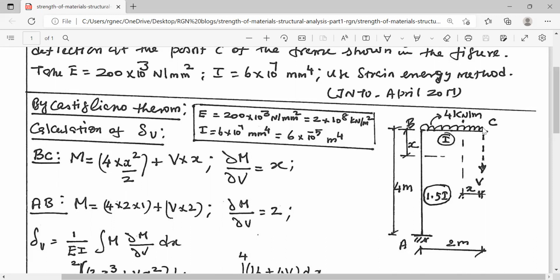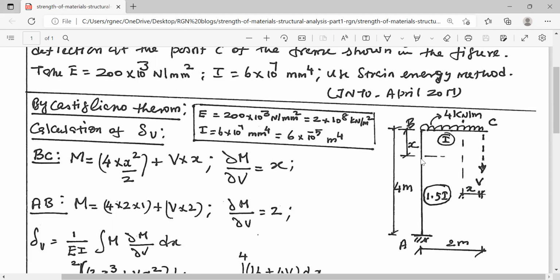Portion BC is loaded with uniformly distributed load of 4 kilonewton per meter and the vertical arm is 4 meters. The horizontal arm is 2 meter. The values of E and I are given. Now we will use the Castigliano theorem for calculation of vertical and horizontal deflections at point C as has been asked for. The values of E and I should be converted to kilonewton per meter square and meter power 4 respectively, so that all the dimensions are consistent.